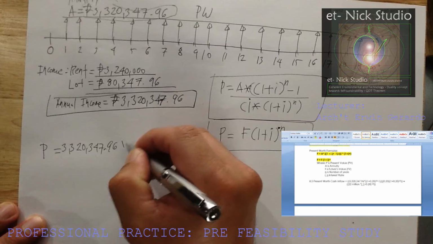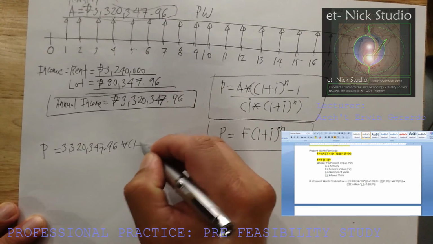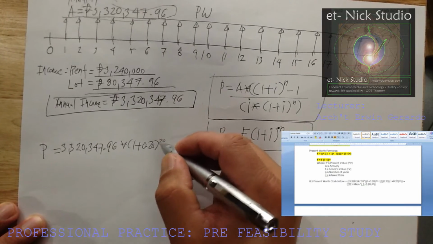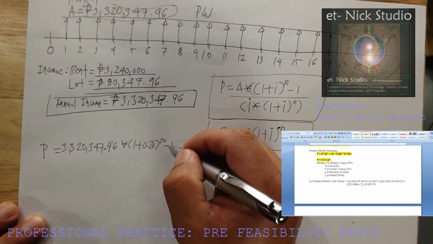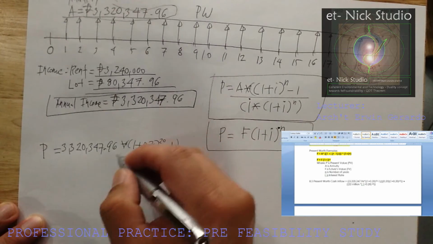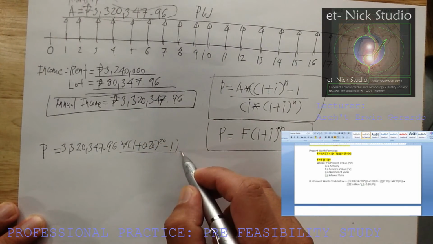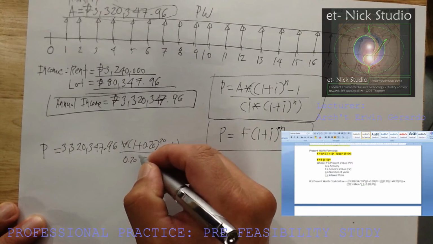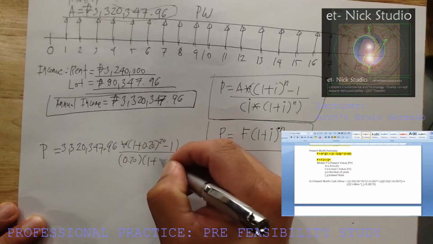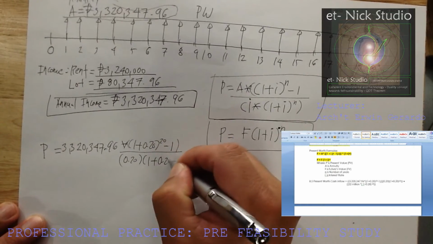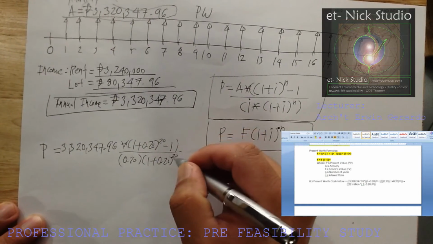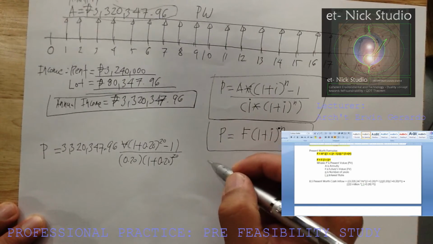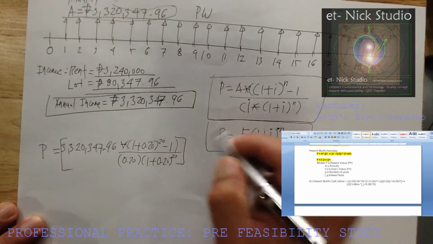$347.96. Then multiply it by 1 plus 0.20, which is actually the number of years, minus 1. Then divide this by the interest, which is actually 0.20, times 1 times the interest, which is actually 0.20, over the 20 years period.